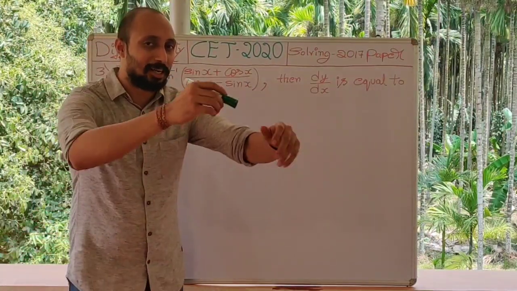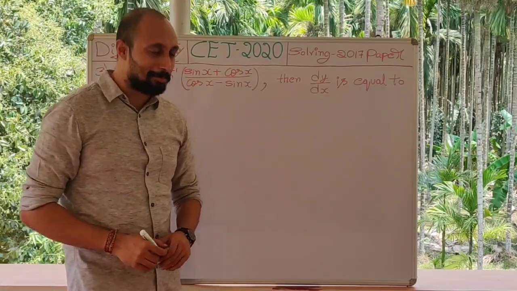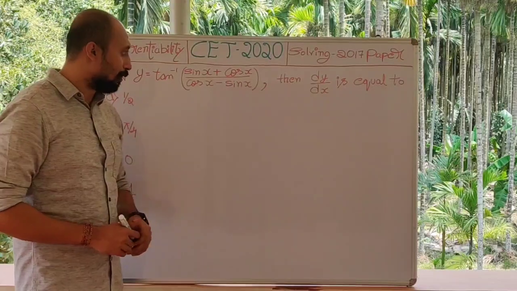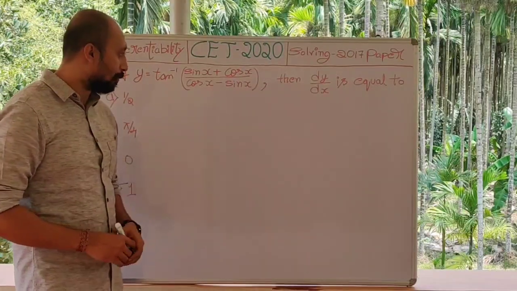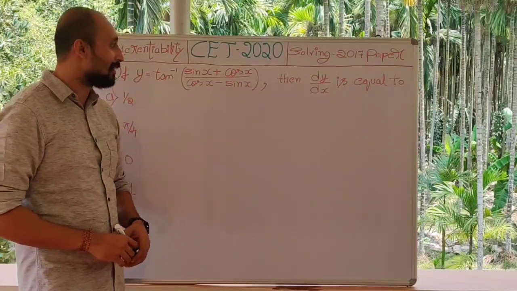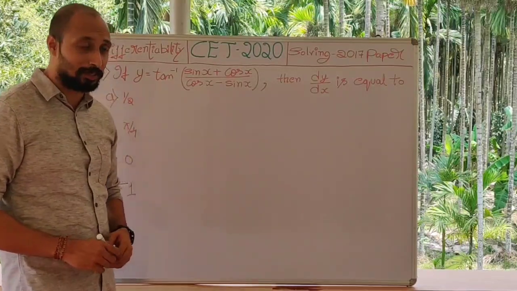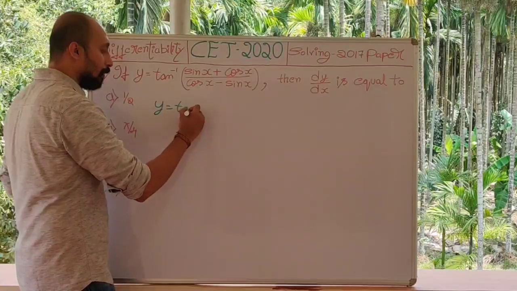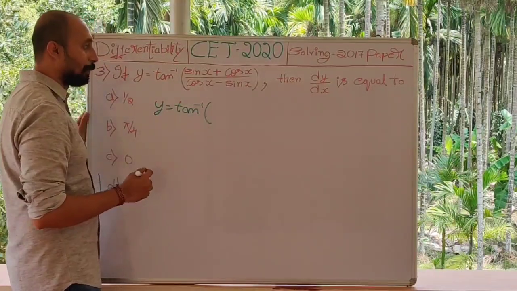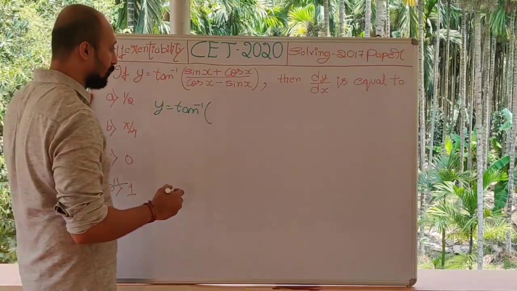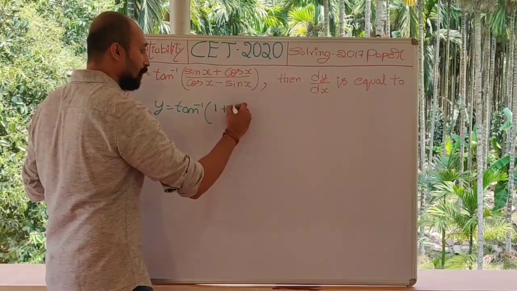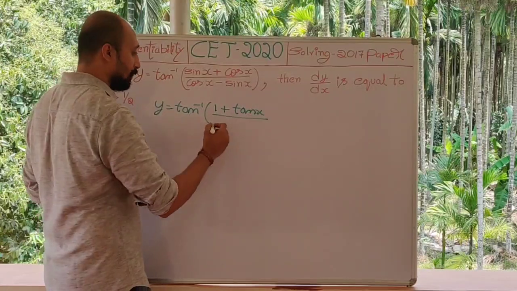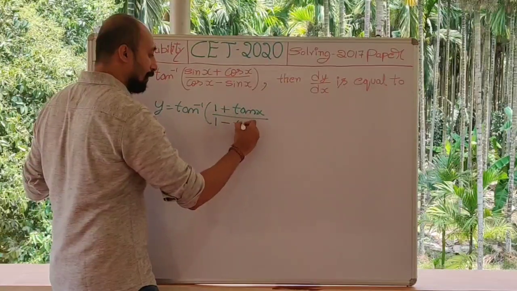This is the third problem from 2017 paper. It's an easy question. If y is equal to tan inverse of sin x plus cos x divided by cos x minus sin x, then what is the differentiation of this? We know the tricks here. It's a very simple problem. Many of you have seen this in your question paper. What is sin x plus cos x? Is 1 plus tan x. What is cos x minus sin x? Is 1 minus tan x.